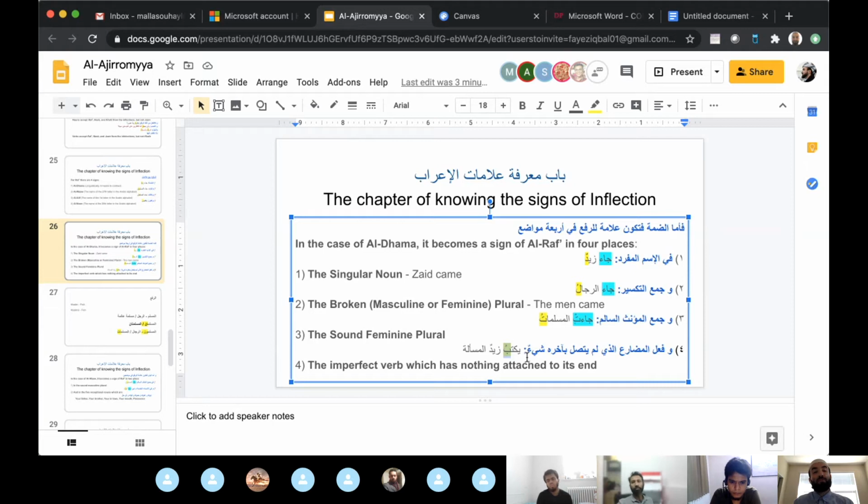Do you guys follow? Yes, Sheikh. Okay. So this dhamma indicates that yaktubu has the inflection of rafa. And yaktubu is a verb. And what this tells us is a few things.